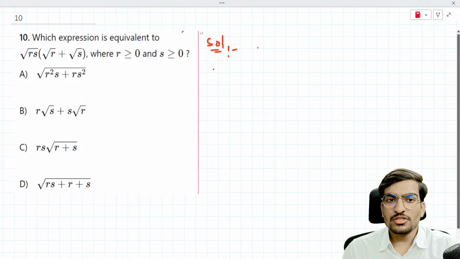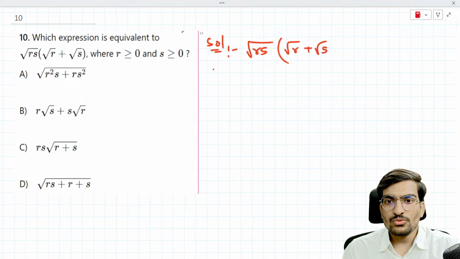Here, which expression is equivalent to root RS times root r plus root s? We have to find which one among the options is equivalent. So we multiply this with each term, and we can still see roots in the options. So let's see what we get.